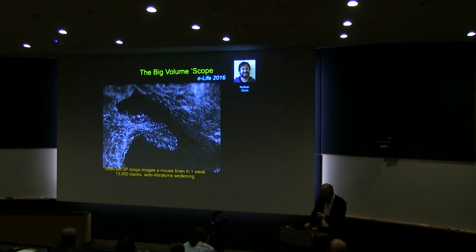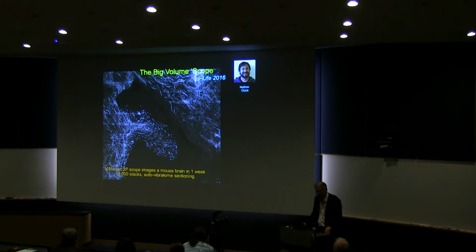So the reason I decided to actually try microscopy at all is that while I was at Janelia, I did build one, my first one, and it was a success, which has emboldened me to think that at least as a decent engineer, I could continue to do this. So we built a sectioning multi-photon microscope that would image an entire mouse brain in a week. It would collect 13,000 stacks automatically. It would figure out where the tissue was. It would actually take a vibratome, move it over, and section it. I mean, everything. It operates for 8 days without interruption.